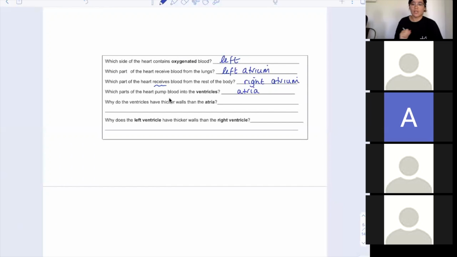Why do the ventricles have thicker walls than the atria? Well, it's all to do with how far that blood is being pumped. The ventricles pump the blood much further and at much higher pressure. It's important that you say both of these things.